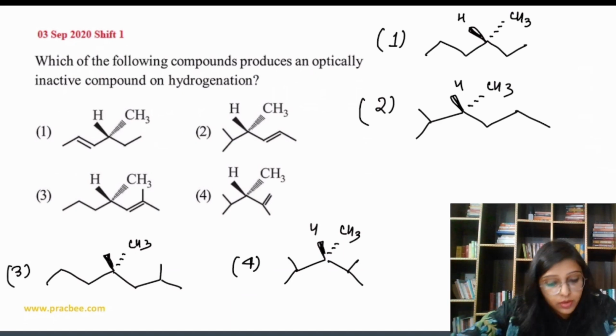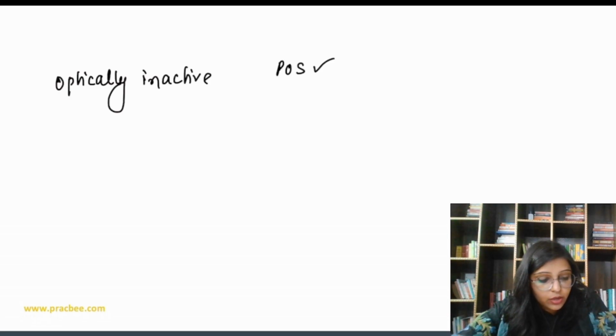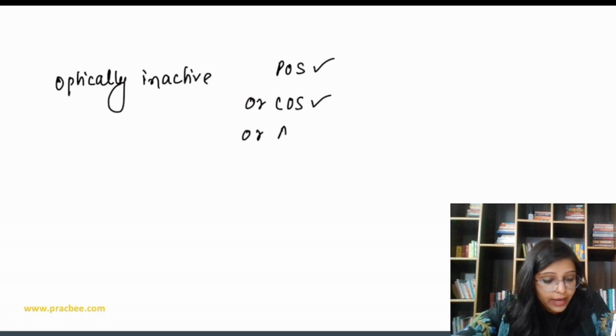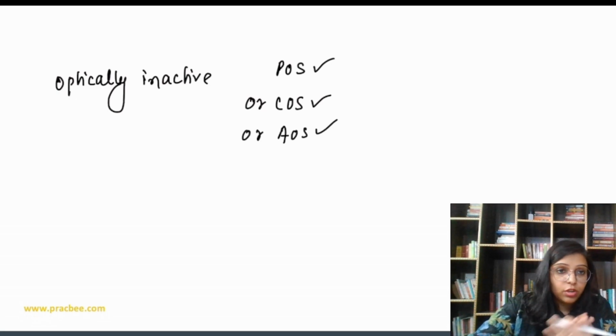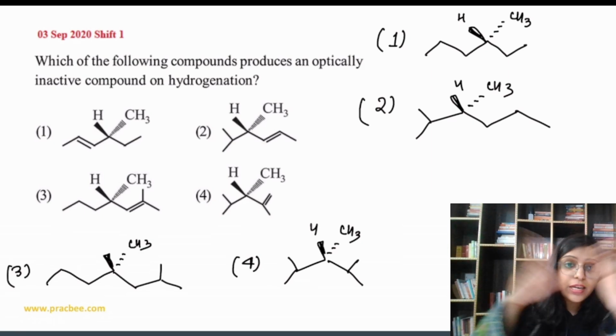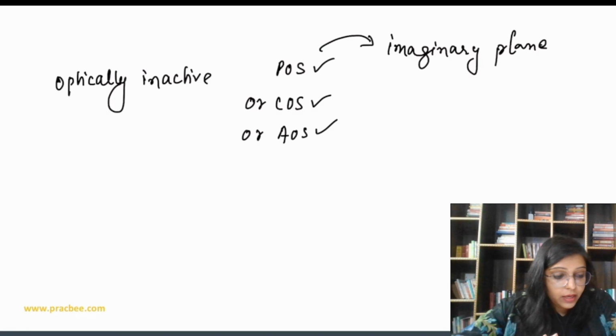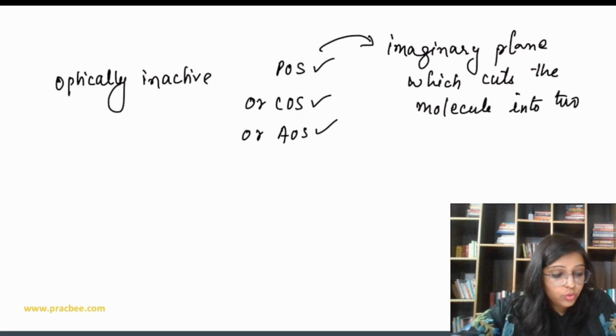Optically inactive means where plane of symmetry is present, or center of symmetry is present, or axis of symmetry is present. So those compounds are optically inactive. What is plane of symmetry? It means you have to imagine the plane which cuts the molecule into two equal halves. An imaginary plane which cuts the molecule into two equal halves.